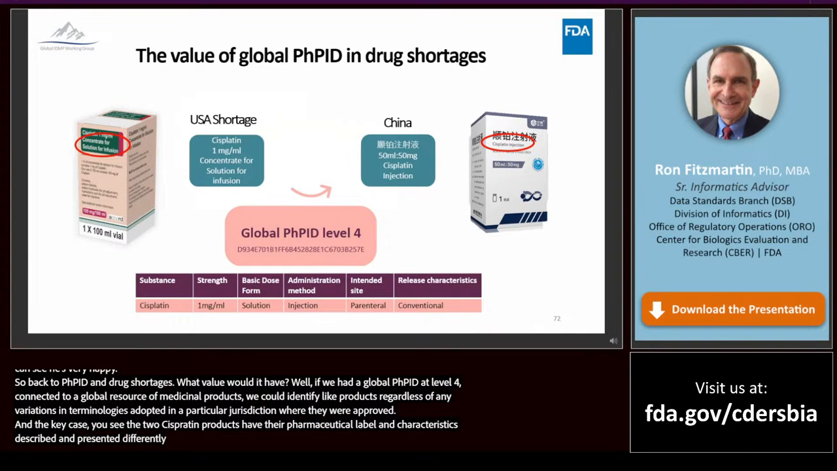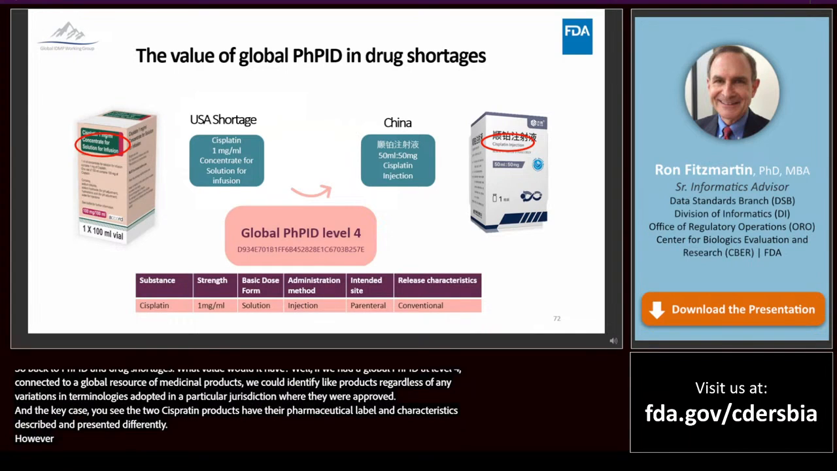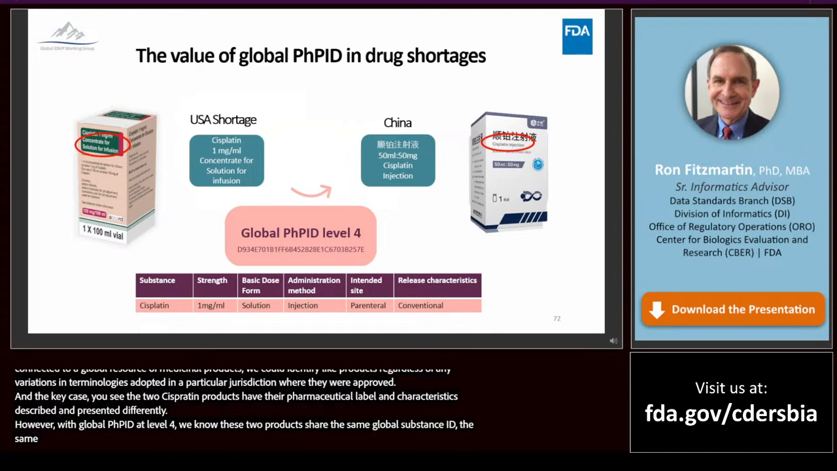However, with global PHPID at level 4, we know these two products share the same global substance ID, the same strength, 1 milligram per mil, and the same dose form characteristics that you see listed there. And this is solution for injection.